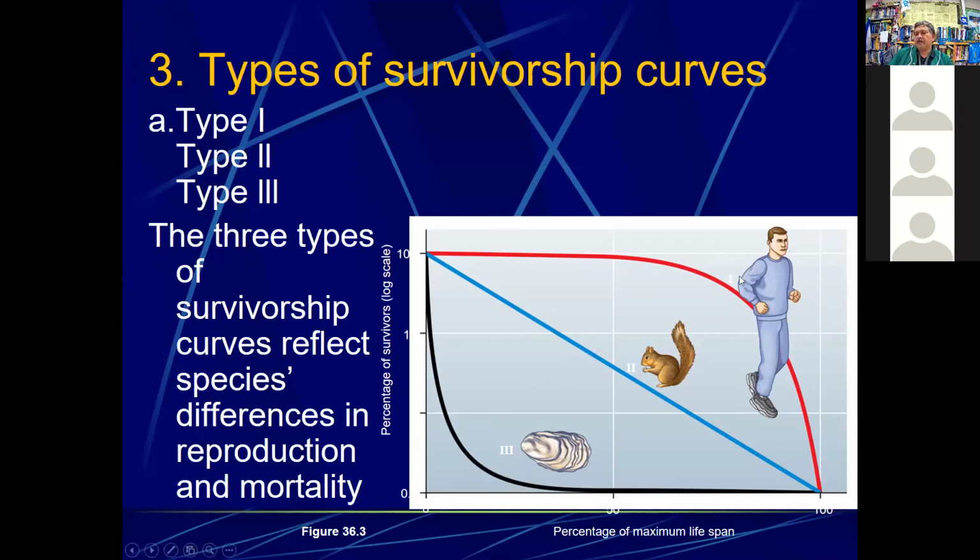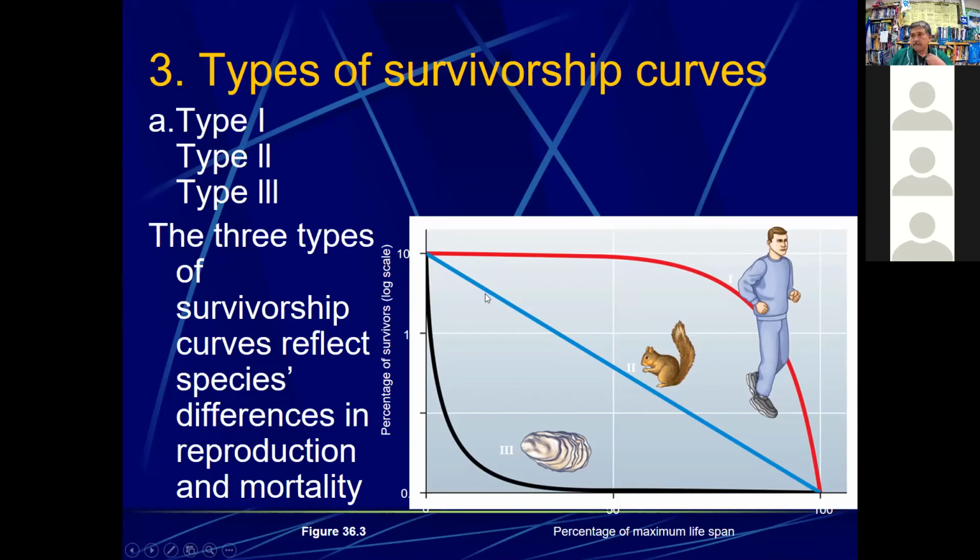So that's called the type 1 survivorship curve. Oysters are type 3. Squirrels are type 2. Squirrels have a certain amount that are born, but they pretty consistently die off. Why? I don't know. Fall out of trees.